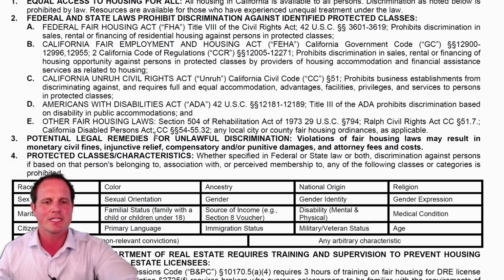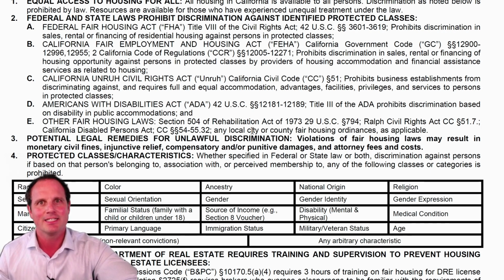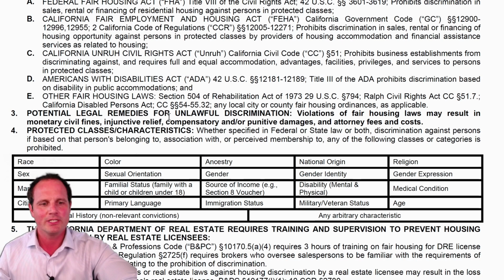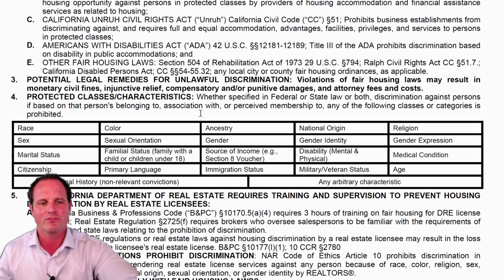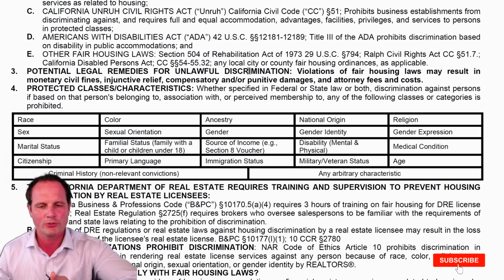And here, potential legal remedies for unlawful discrimination. Remember, at the end of the video, we're going to go ahead and share what the Fair Housing Act violation costs will be to you. So stick around for that. But really what it boils down to is under number 4 here, the different protected classes. So these are who the laws set out to protect.